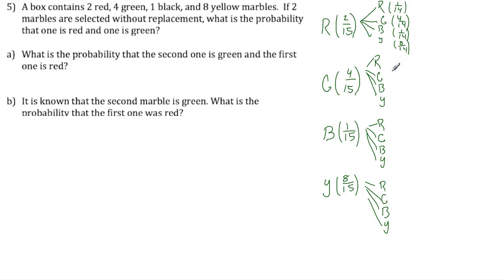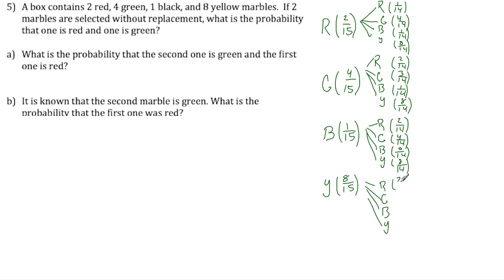This pen is really lagging here. If my first is green, red is going to be 2 over 14 the second time around, green would be 3 over 14, black would be 1 over 14, and yellow would be 8 over 14. If the first is black, red would be 2 over 14, and if green were picked second, it's 4 over 14. If I pick the only black marble, there's a 0 out of 14 probability to pick it again. And to pick a yellow as the second would be 8 over 14.